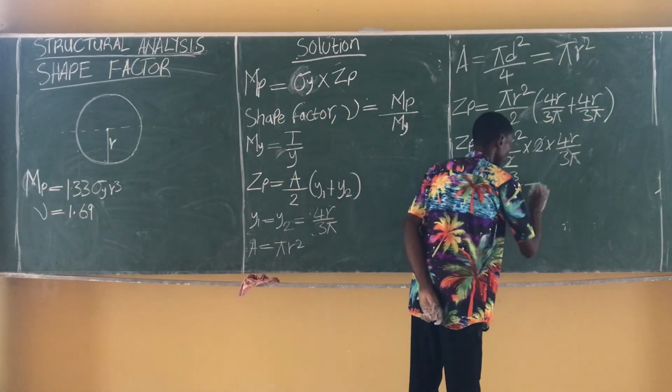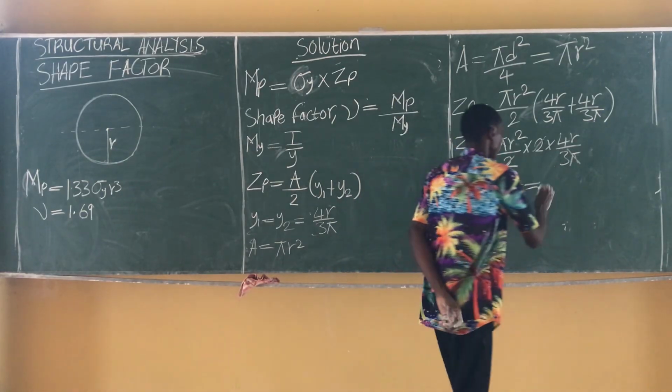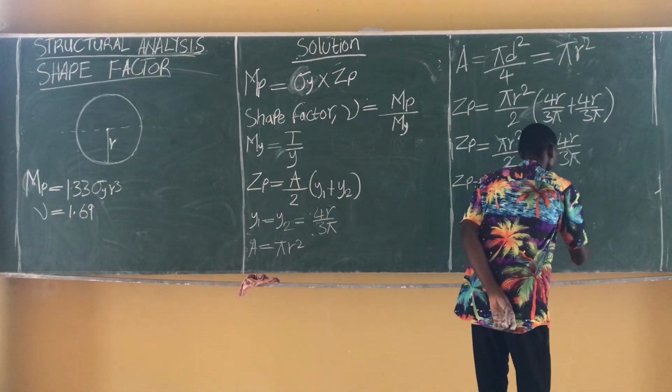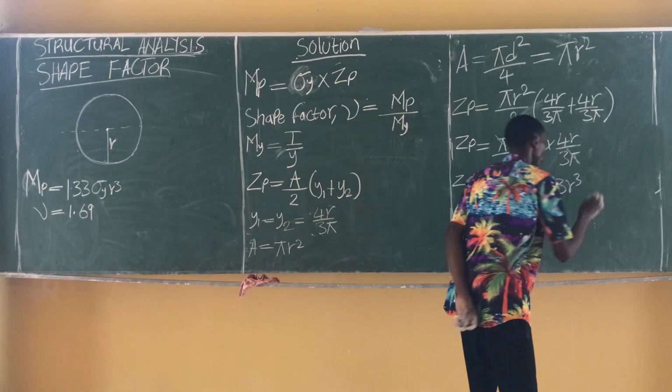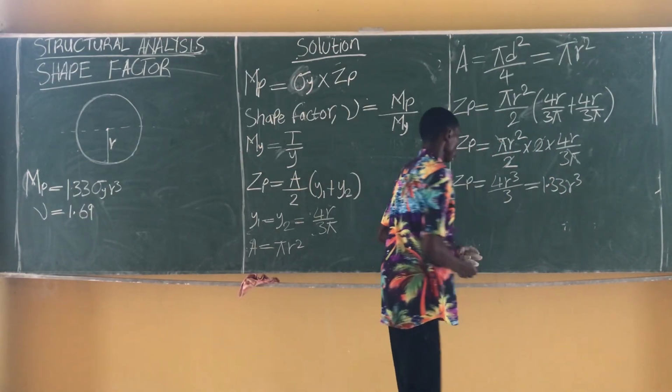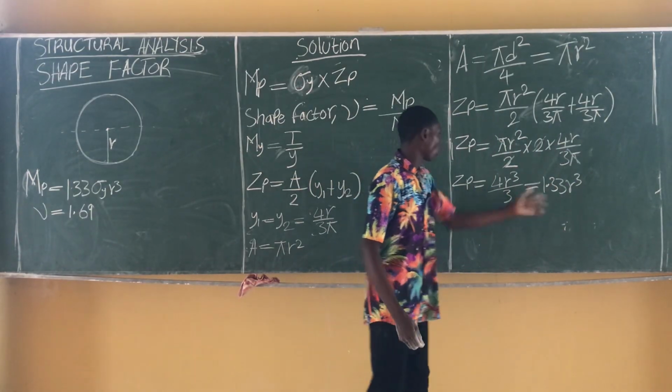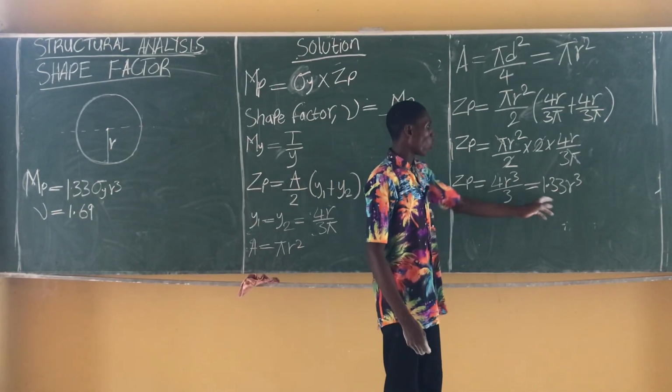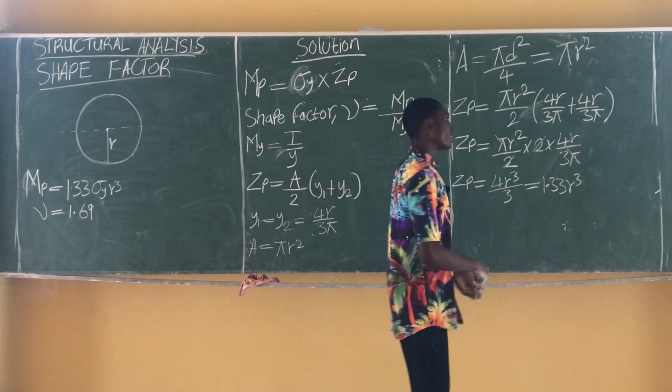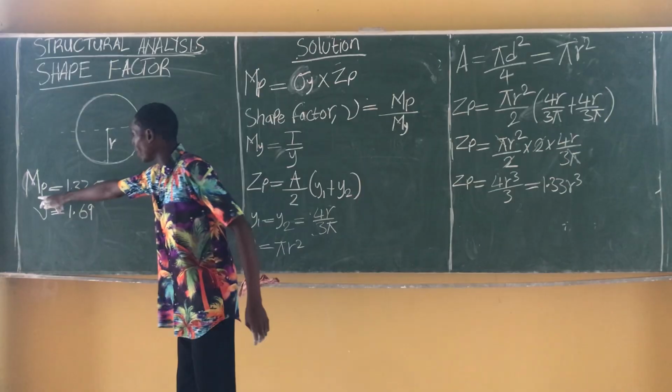4 divided by 3, 1.33 r cubed. Alright? So we have gotten our plastic section modulus, 1.33 r cubed. Now they said we should express our plastic moment.